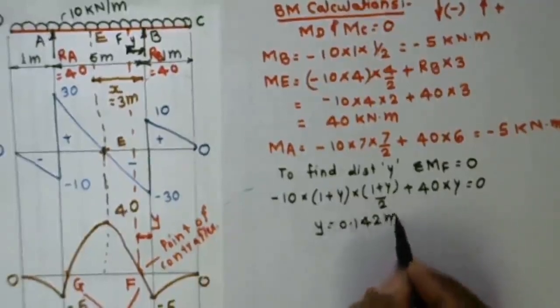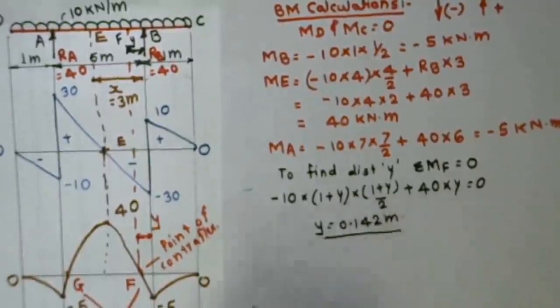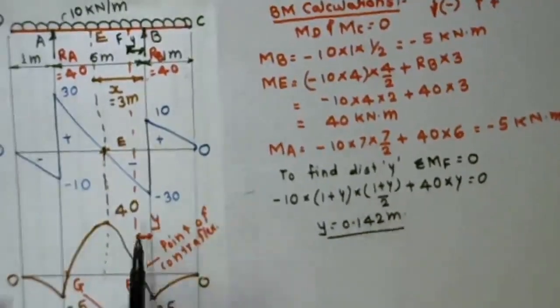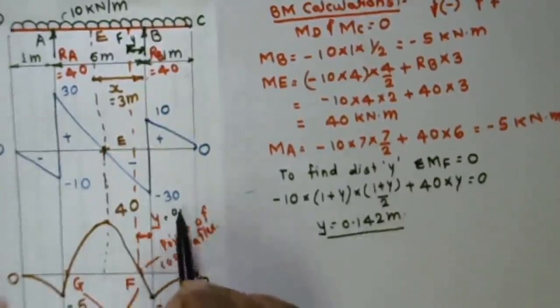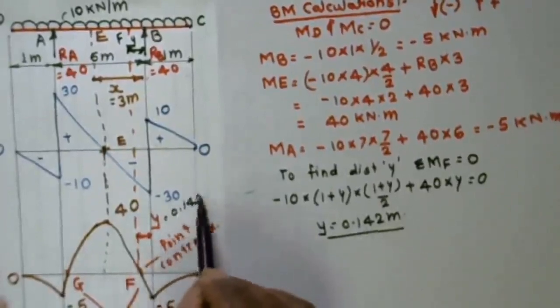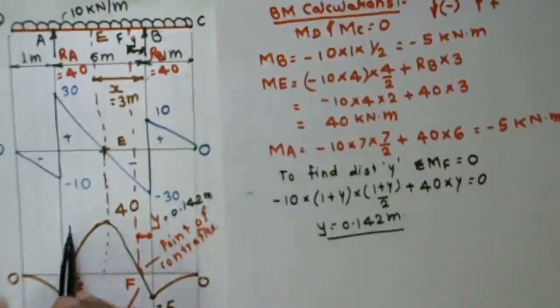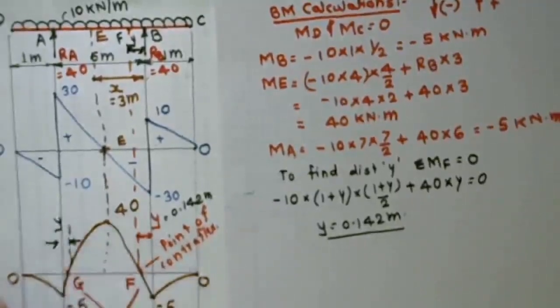0.142 meter. Now in this numerical, if we observe, at both sides it is symmetric, so this dimension is 0.142 meter. Similarly, this dimension also 0.142 meter, because it is symmetric. This dimension also y in that case.